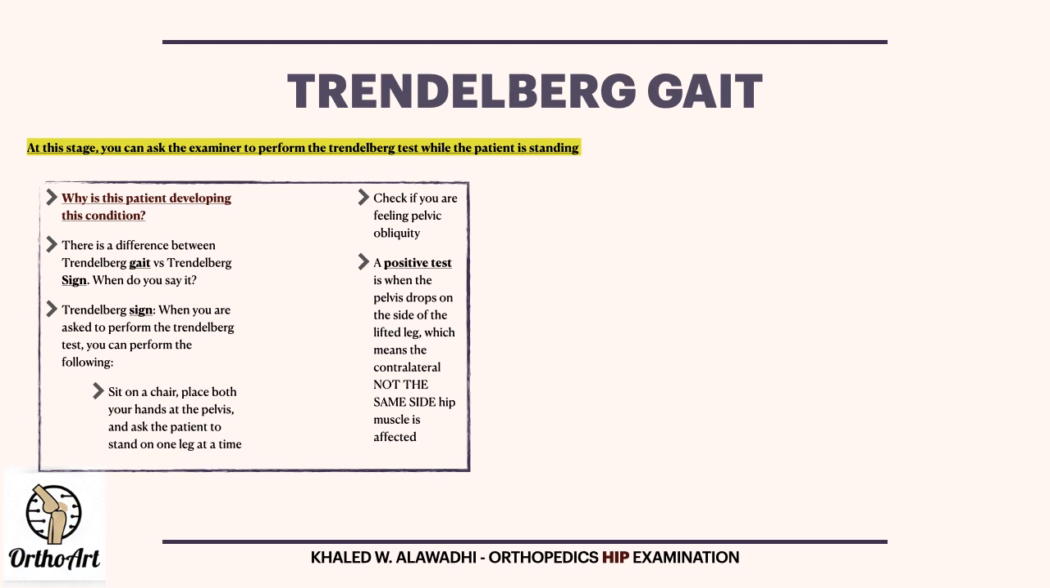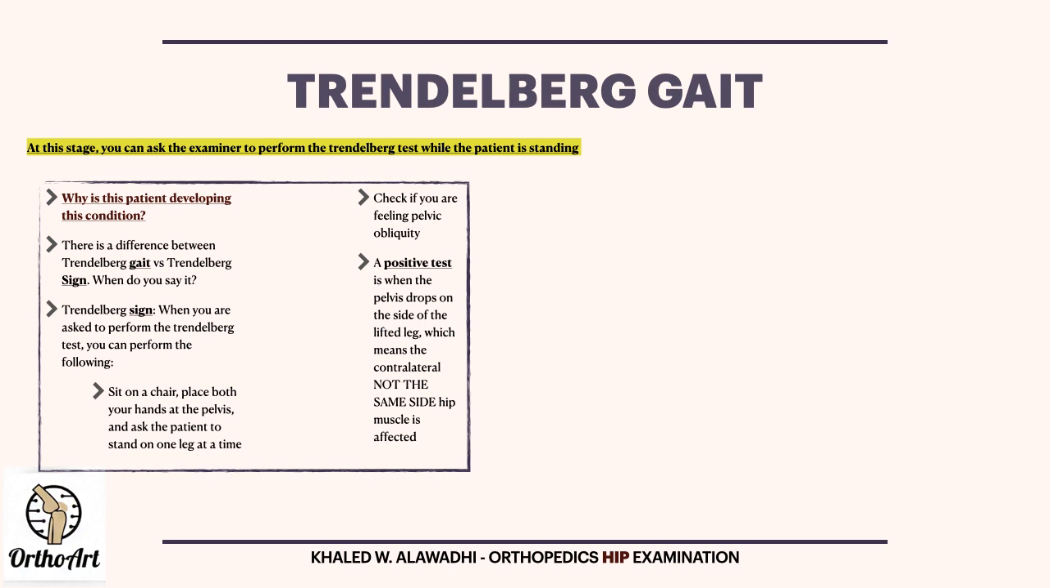So there is a difference between a gait and a sign. A gait is when you see the patient walking and it develops the gait. A sign is when you ask the patient, when you do the examination on him. So if I want to ask the patient to do a sign, you have to do the test. You do the following. You sit on a chair, place both of your hands at the pelvis from the iliac crest on top, and ask the patient to stand on one leg at a time.